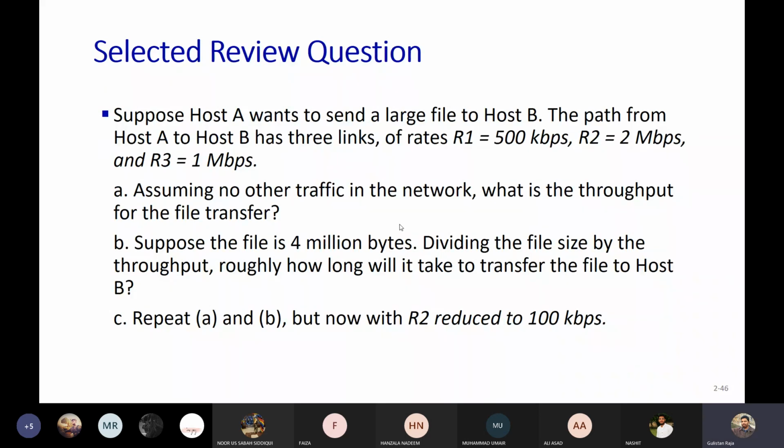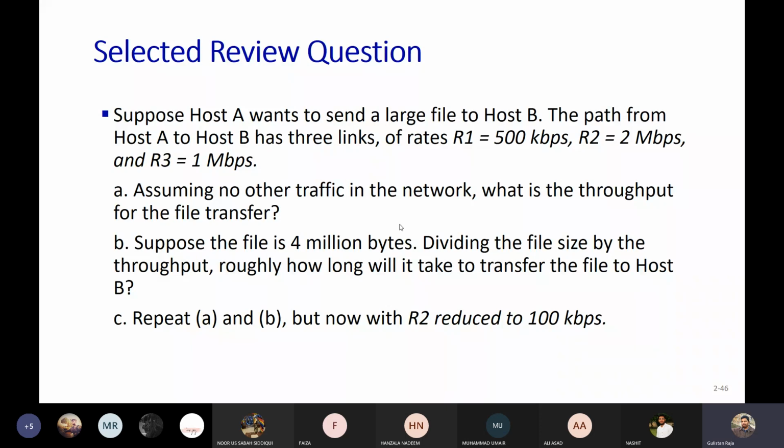So next question is, suppose that host A wants to send a large file to host B. The path from host A to host B has 3 links. R1 is 500 Mbps, R2 is 2 Mbps and R3 is 1 Mbps. Assume that no traffic is in the network. What is the throughput of a file transfer?